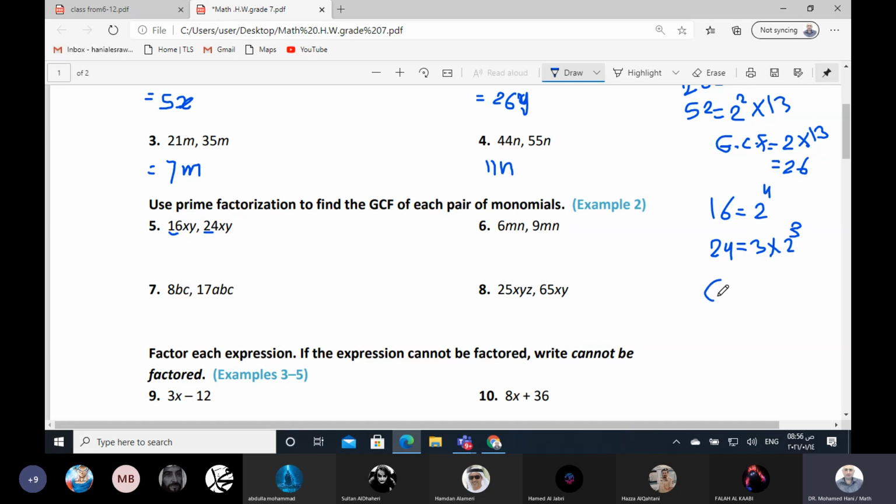So the GCF, take the common factors in a low exponent. We have 2 exponent 4 and 2 exponent 3. 2 exponent 3 means 8. So the GCF here will be 8. And the common variable, as you see, we have xy here and xy here. So take here xy.